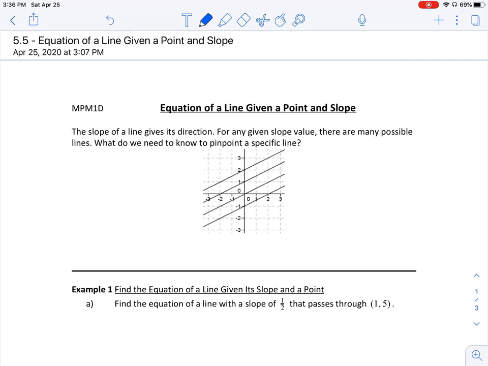So we would need a slope, and then we need a point. That's it. If you have a point and you have a slope, you can determine the equation of a line.